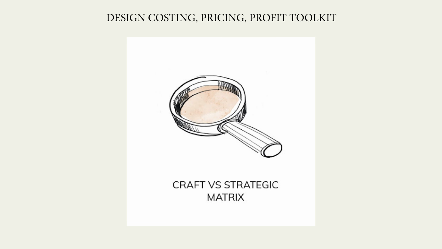The next one is the craft and strategic matrix. What we know from our observation is as an agency or studio builds in size, their whole approach to costing and pricing changes. So we've been able to look at this and we can now say, if you're a 2-person studio and you want to get to be 5, these are the changes you need to make when you're looking at your costing and pricing.